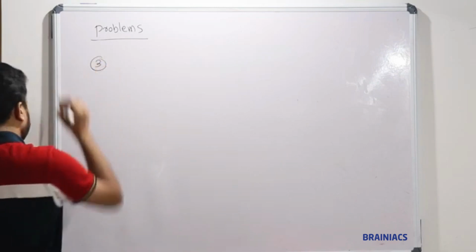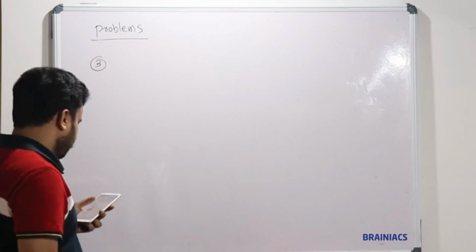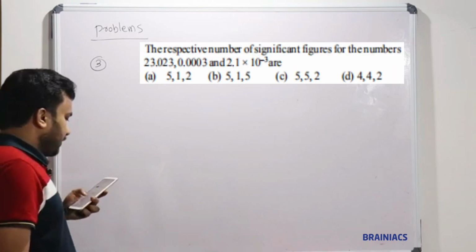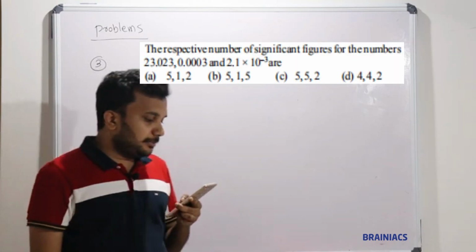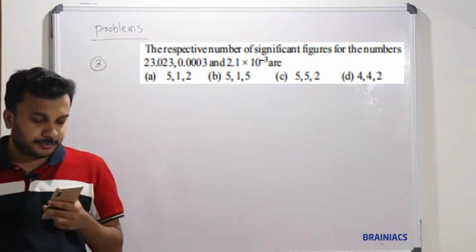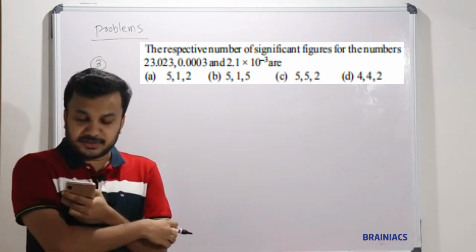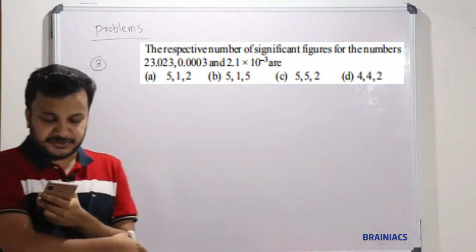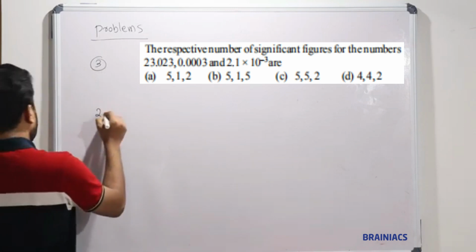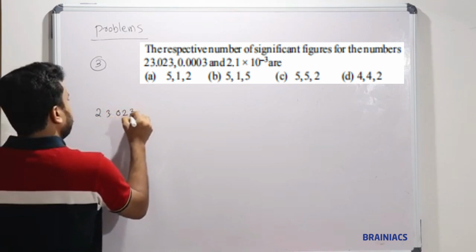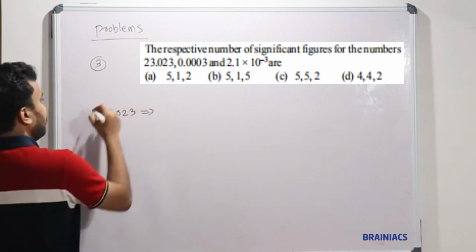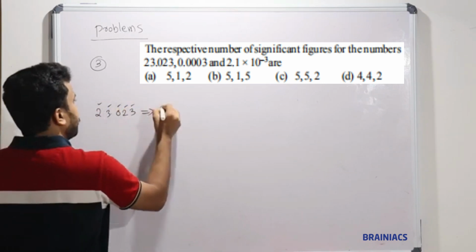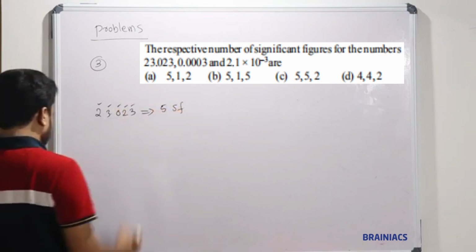Third question. Respective number of significant figures of the three numbers 23.023, 0.0003, and 2.1 into 10 power minus 3. Three numbers are given for you, and we need to find out the number of significant figures. What's the answer? First one is 23.023. How many significant figures are there? 1, 2, 3, 4, 5. So 5 significant figures will be there.